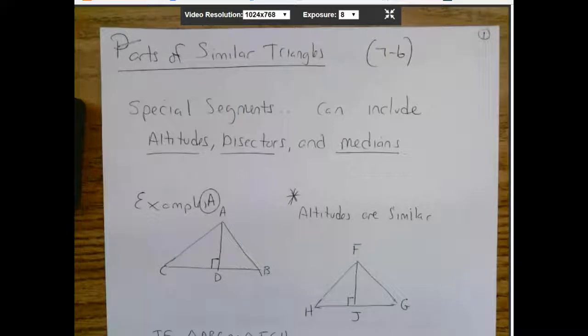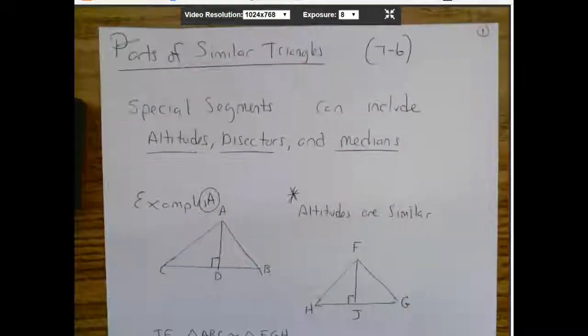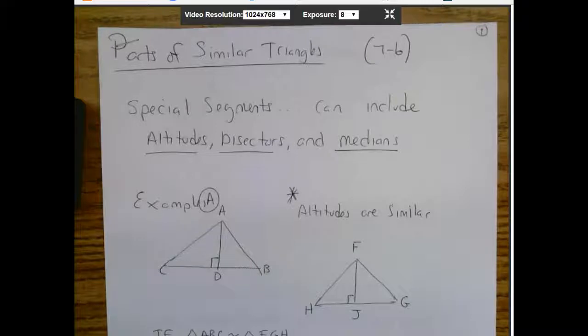So this one is called Parts of Similar Triangles. Now we've been looking at some of those already before, and some of the rules: the mid-segment of a triangle theorem, and angle-angle similarity, side-angle-side, and side-side-side, and those kinds of things. And now we're going to go back and look at some of the definitions we learned for triangles, and now add them into how they help us determine whether triangles are similar or not.